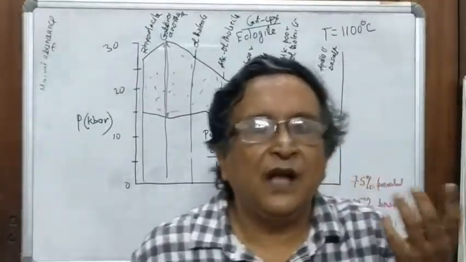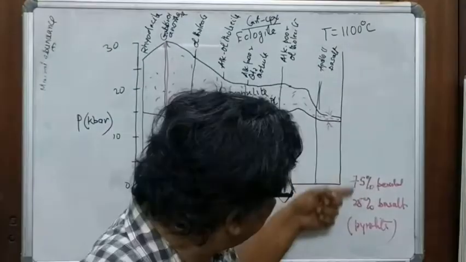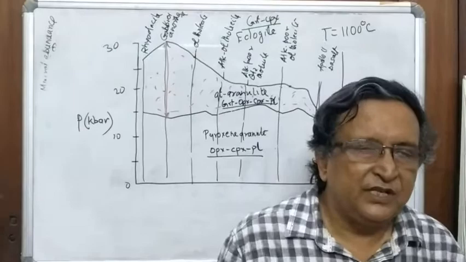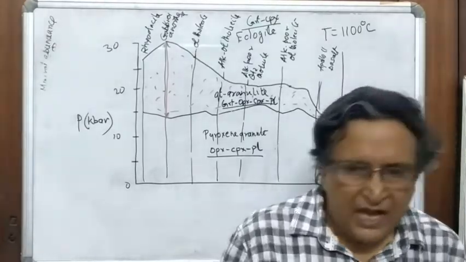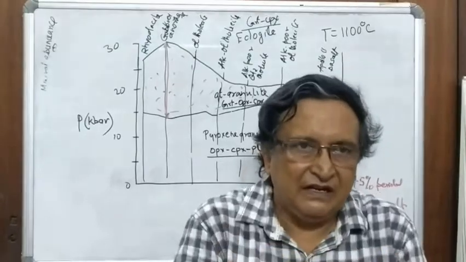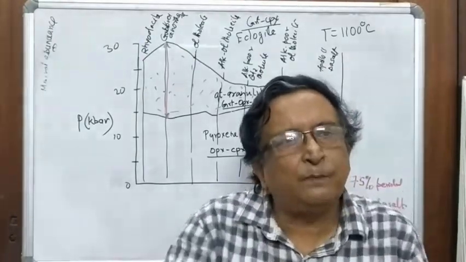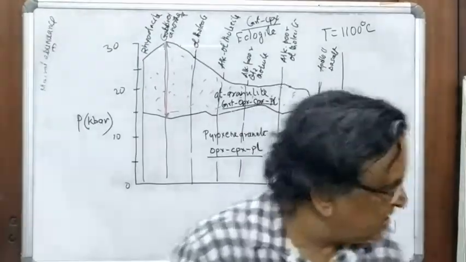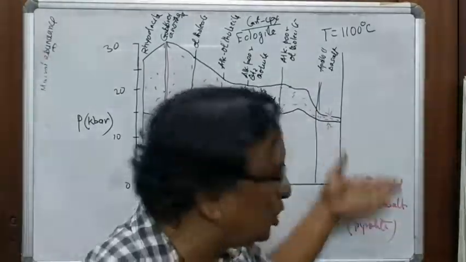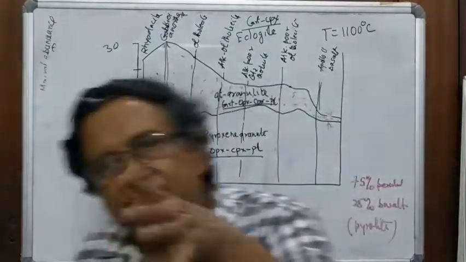How did they come to this ratio 75:25? They looked at kimberlite pipes, diatreme pipes, and if these pipes were coming from greater depth, they were sampling the upper mantle. They tried to find out the proportion of xenoliths of peridotites and eclogites. And they found the ratio hovered around 75:25.